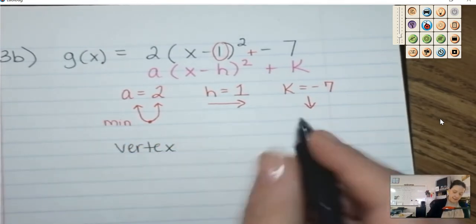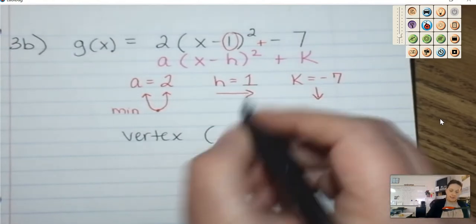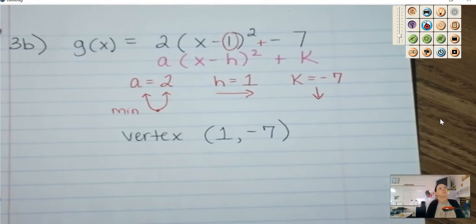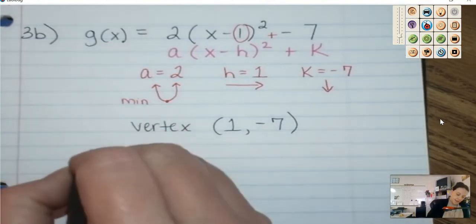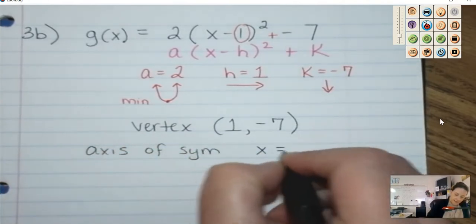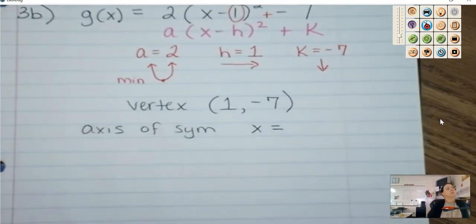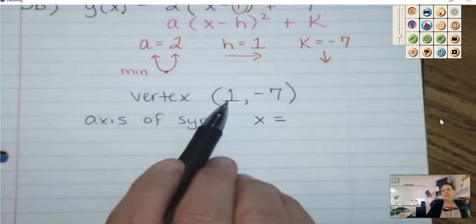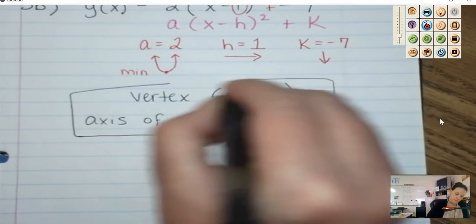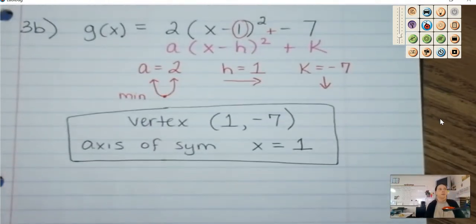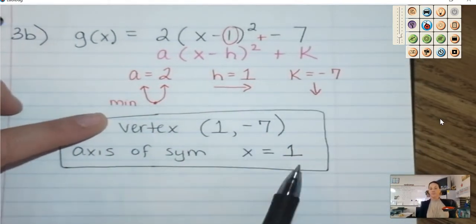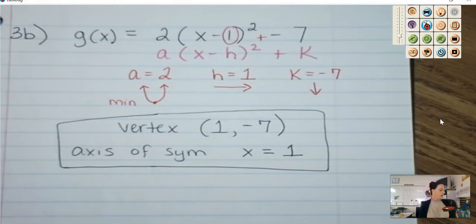My vertex is at (h, k). So the vertex is at (1, -7). And then the axis of symmetry is at x equals whatever the x value is, so 1. For these, you don't have to graph them. If you want to, you can, but if you know how to find h, k, you can do it that way as well.